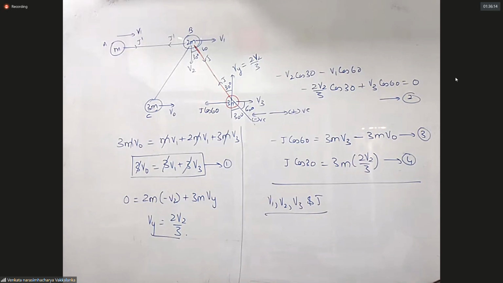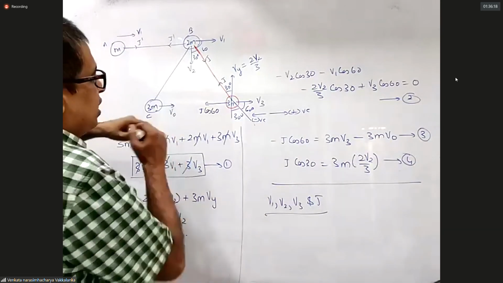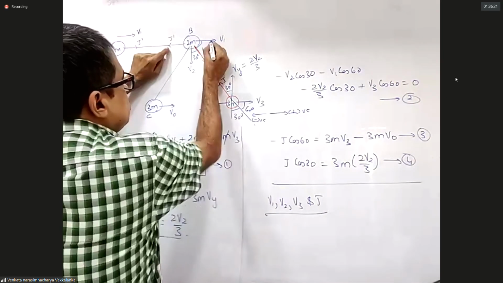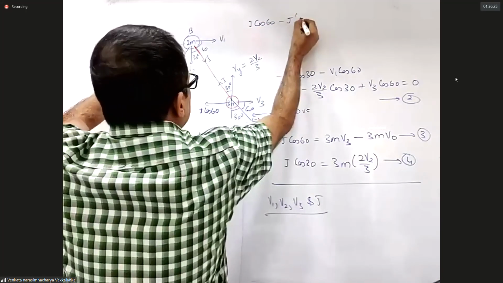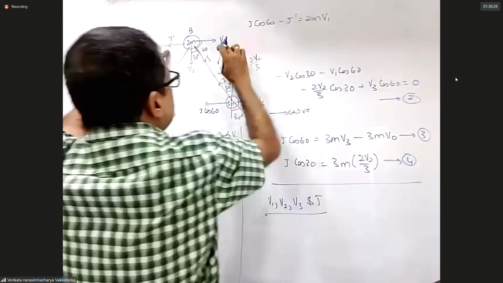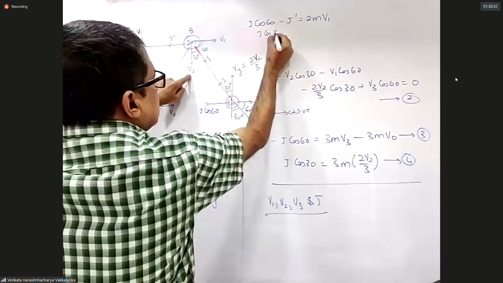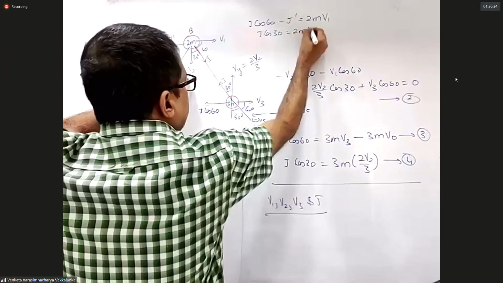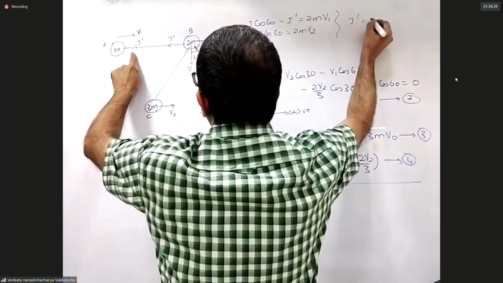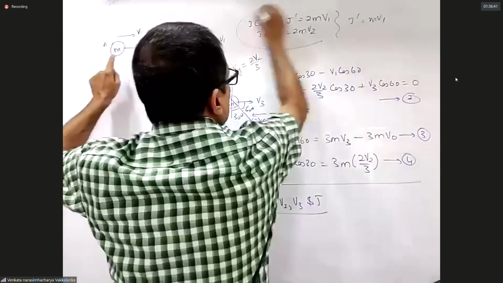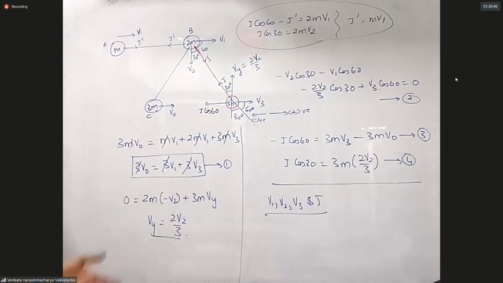If somebody is keen on asking me the value of J dash, then what will I do? This is J cos 60. J cos 60 minus J dash is 2m into V1. Right? J cos 30 is 2m into V2. And then what is J dash? J dash is equal to m into V1. Solve these three. You get V2, you get V1, you can get J dash as well.